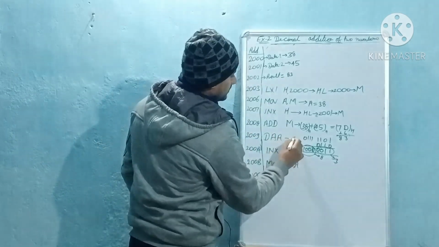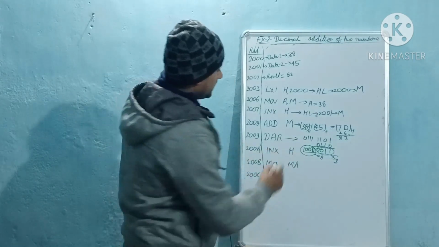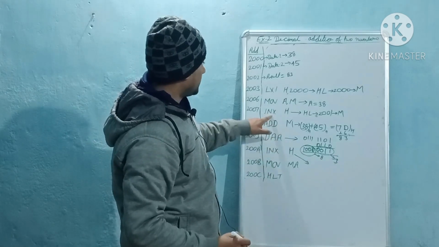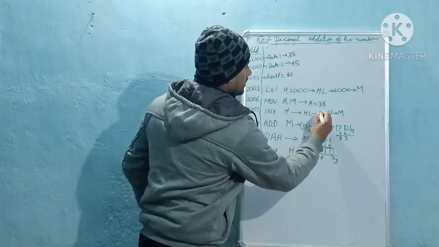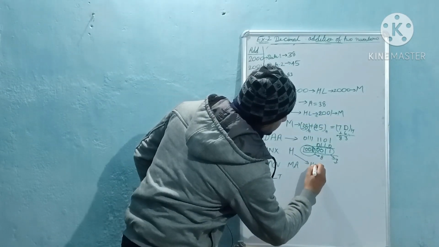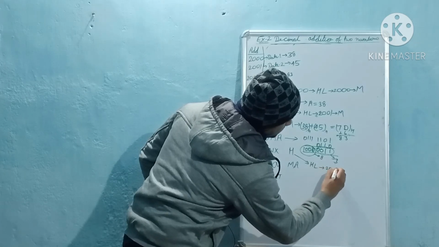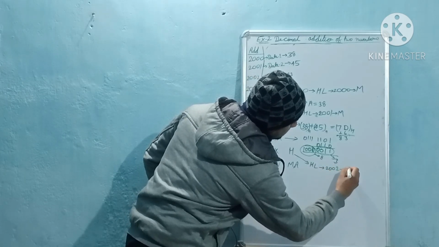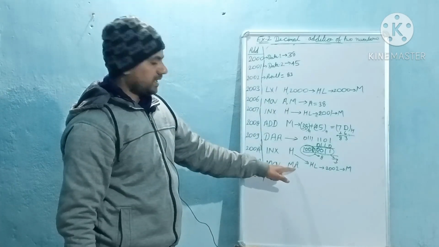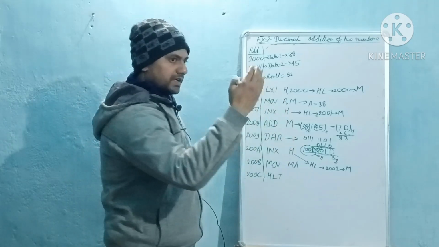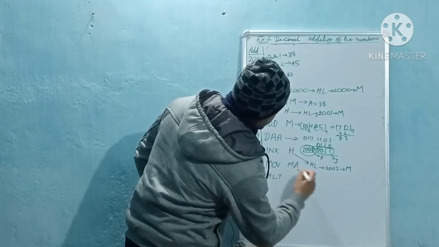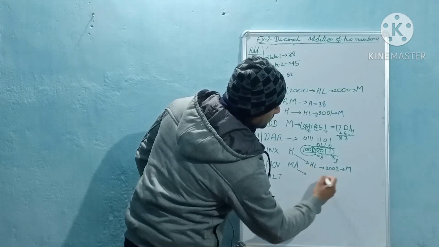After this process, INX H again increments the HL pair by 1. The HL pair is 2001, so incrementing by 1 gives HL as 2002, and it will act as memory. The next instruction is MOV M, A, moving the content of the accumulator to memory.